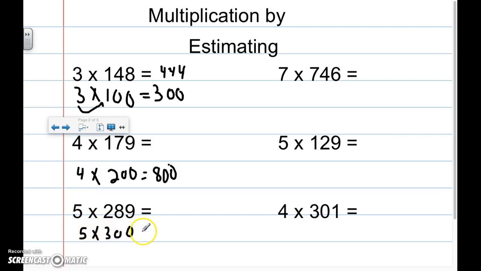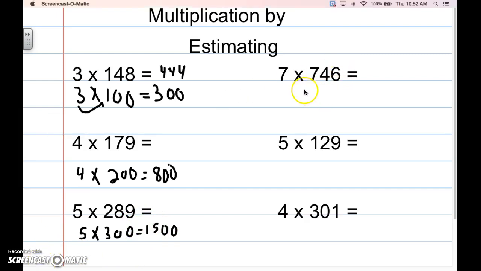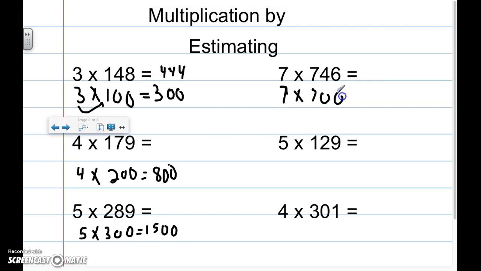So what's 5 times 3? Well, 5 times 3 is 15, and then on the end, you can place two zeros. So let's do 7 times 746. So I could do 7 times 700. So 7 times 7, well, I know that that's 49. And then I can take these two zeros and put them on the end, and that's 4,900.